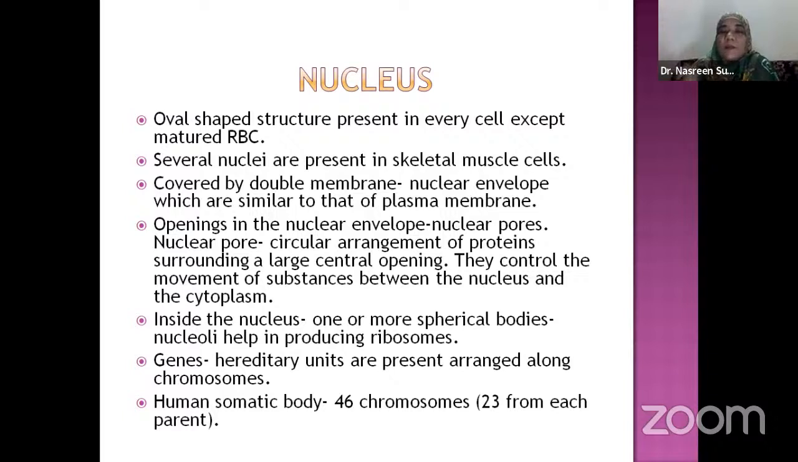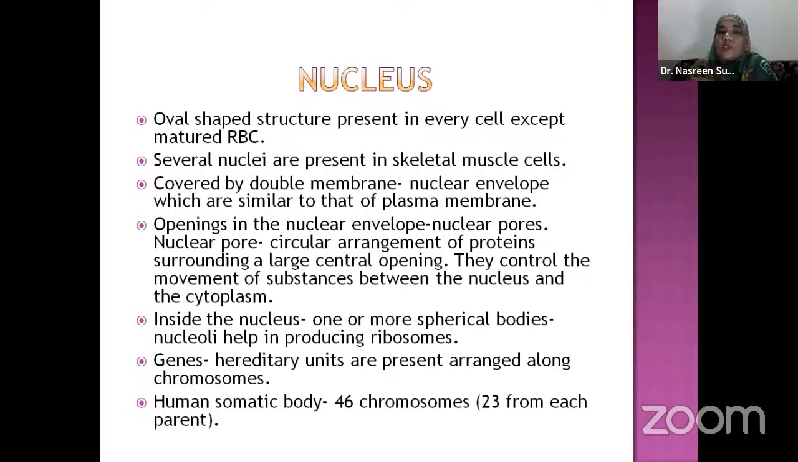The nucleus is covered by a double membrane called the nuclear envelope, which is similar to the plasma membrane. There are small openings in the nuclear envelope called nuclear pores. A nuclear pore is a circular arrangement of proteins surrounding a large central opening, and it controls the movement between the nucleus and the cytoplasm. Inside the nucleus you will find spherical bodies called nucleoli, which help in the production of ribosomes.